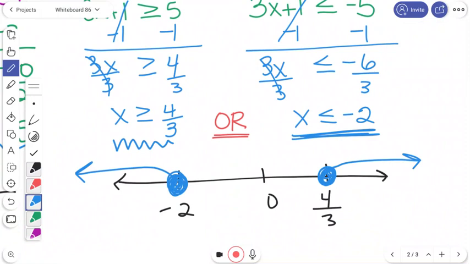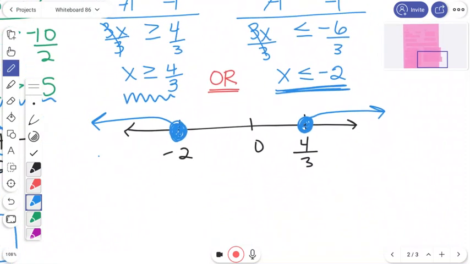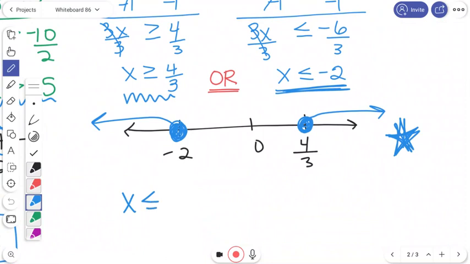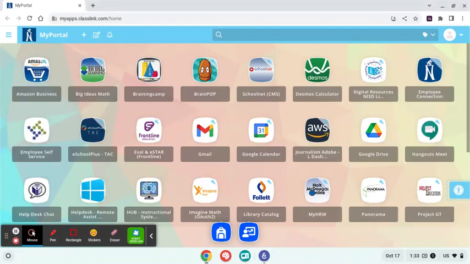And because this is an "or" problem, they don't have to overlap. So this right here is our number line solution. And generally, when you see your inequality solution, you list the smaller numbers first. So x is less than or equal to negative 2, or x is greater than or equal to 4/3. And that's all.